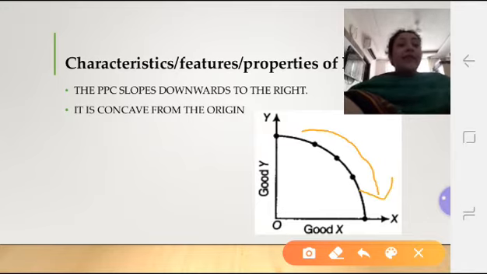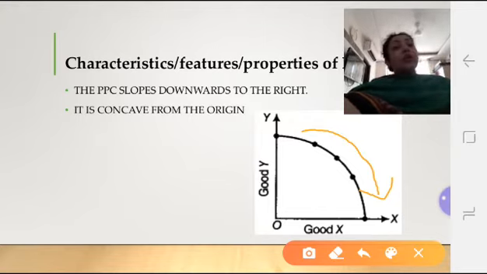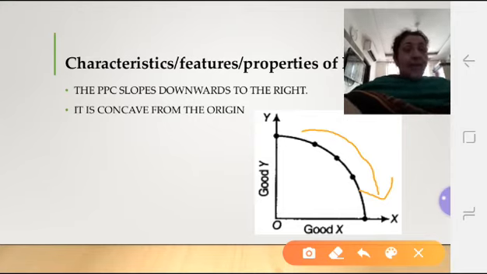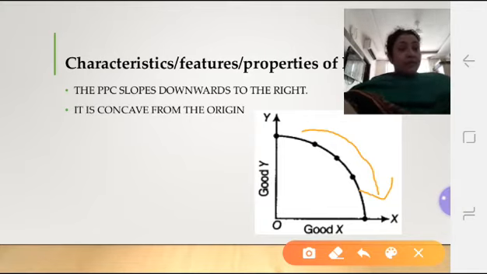Now, whenever there is a graph which slopes downward to the right, it actually says that in order to gain more of one commodity, you have to give up some of the other commodity, right? So it will never happen that you will gain both the commodities. If you are gaining one commodity, then you have to give up the other commodity. That is why there is a negative relationship, and that is why we have a negatively sloping curve, right?